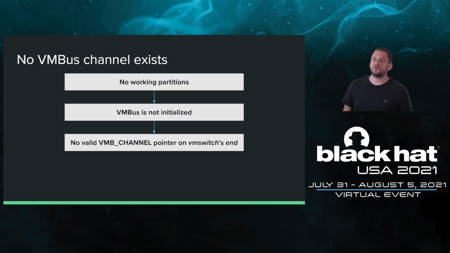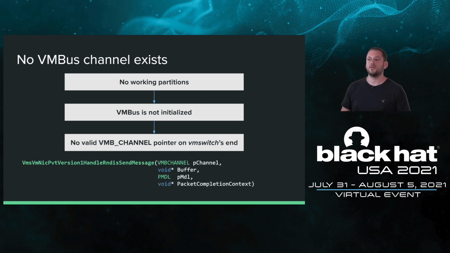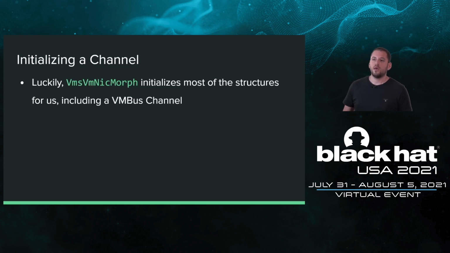So at this point, we understood that as we don't have any working partitions, we don't have any working virtual machines, as Hyper-V is not enabled, we actually don't have VMBus, as no one initialized it before. And we don't have any pointer to a VMBus channel. Now, the first argument to the handler in this send message is a pointer to a VMBus channel. So we had to find one or initialize one. And we started to reverse engineer a lot of undocumented structures and fill them manually.